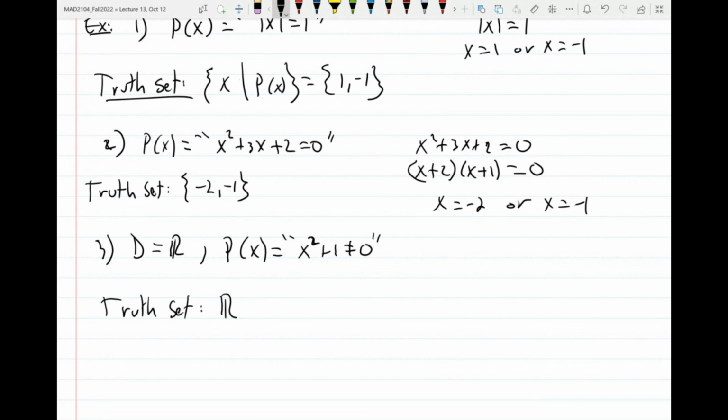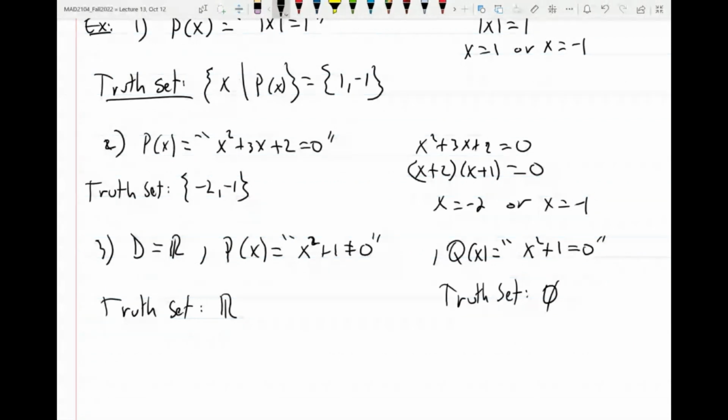You understand this? And then on the other side, what if I now say q of x is x squared plus 1 is 0? The empty set. Then the truth set here would be the empty set. So the truth set could be empty. In other words, when you do the existential, it's false. So it's equivalent to say that there is no x for which x squared plus 1 is equal to 0. Okay? So the truth set could be the whole thing, the empty set, or something in between, as we saw in the previous example.